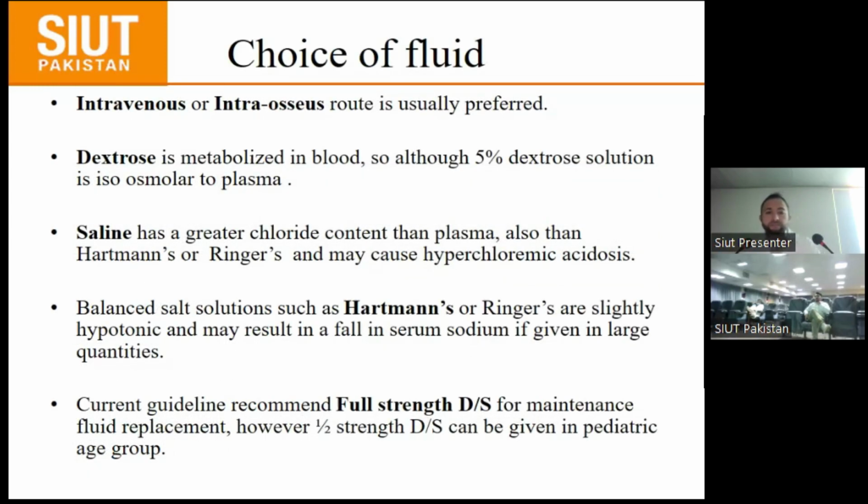So the choice of fluid: we can give fluid via intravenous or intraosseous route. Dextrose is metabolized in blood, although 5% dextrose solution is isoosmolar to plasma. Saline has greater chloride content than plasma, also than Hartmann and Ringer, and may cause hyperchloremic acidosis. Balanced salt solutions such as Hartmann or Ringer are slightly hypotonic and may result in a fall in serum sodium if given in large quantity. Current guidelines recommend full strength dextrose saline for maintenance fluid replacement. However, half strength dextrose saline can be given in the pediatric age group.